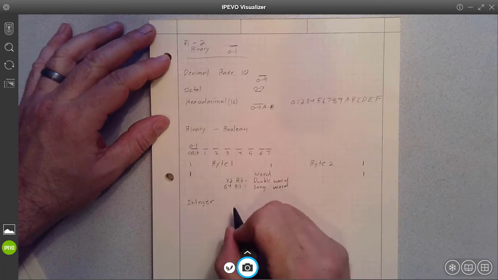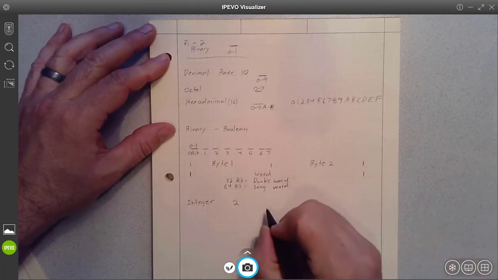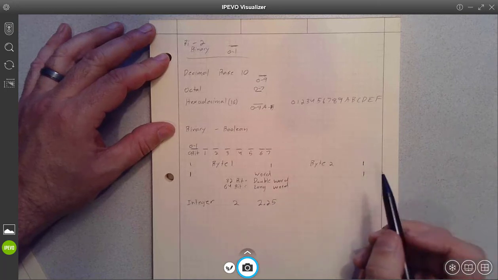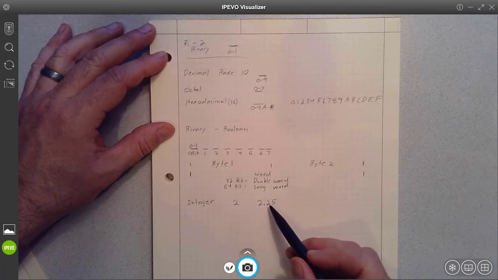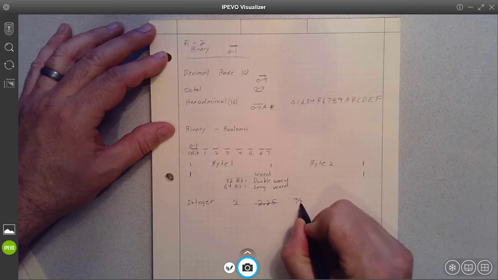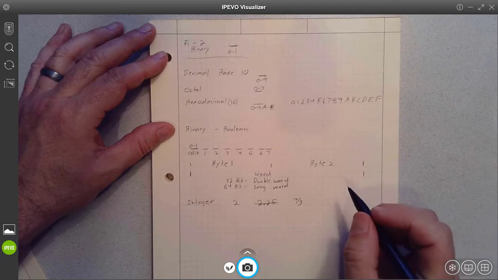Integer means a whole number. So the number 2 would be an integer. 2.25 is not an integer. That's not a whole number, right? It's 2 and a quarter more on your way to 3. This would not be an integer. The fraction 7/3 would also not be an integer, right? It's not a whole number.